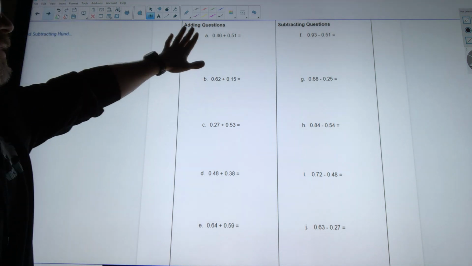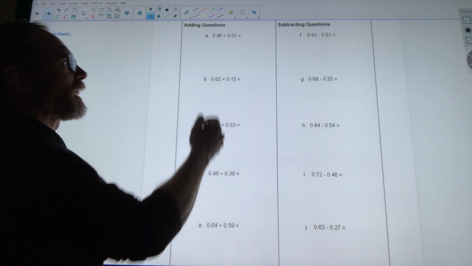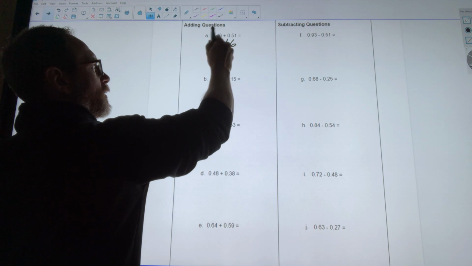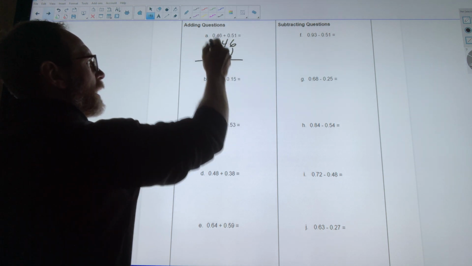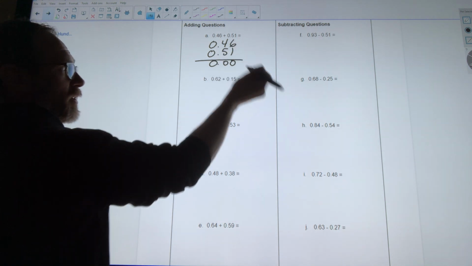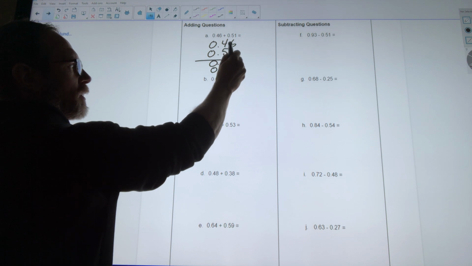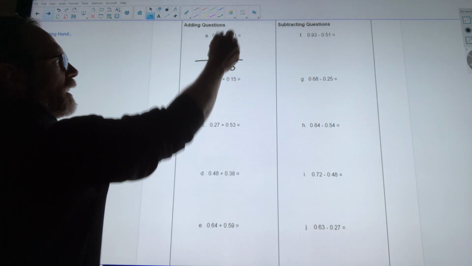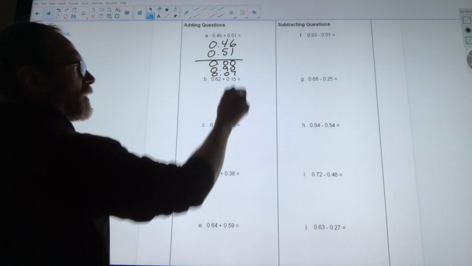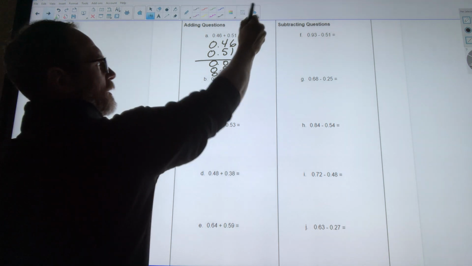So to start off, I have 0.46 plus 0.51. If I'm counting forward on that one, I have 0.46, 0.51. If I have 0 and 0, that gives me 0.00. 4 tenths plus 5 tenths, that's 9 tenths, 0.9, and I'll put the 0 in there. And then 6 hundredths plus 1 hundredth, that's 7 hundredths. So I have 0.97.